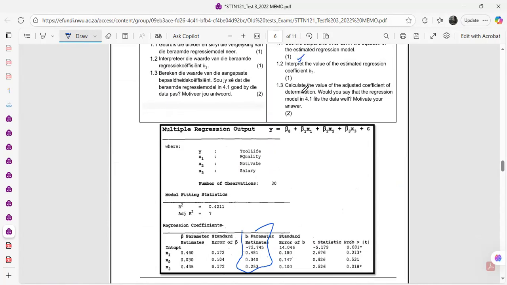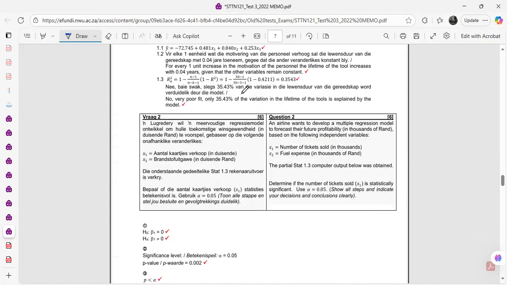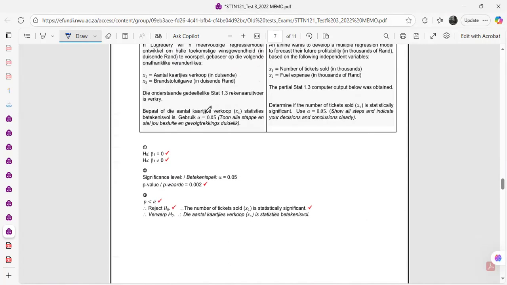Interpret the value of the estimate. They want you to interpret B2, this one. Adjusted coefficient of determination: remember, you need n, you need R square, you need k. The k will be equal to 3. You use the formula that I showed you, then you get it there. And then this one is how you formulate.